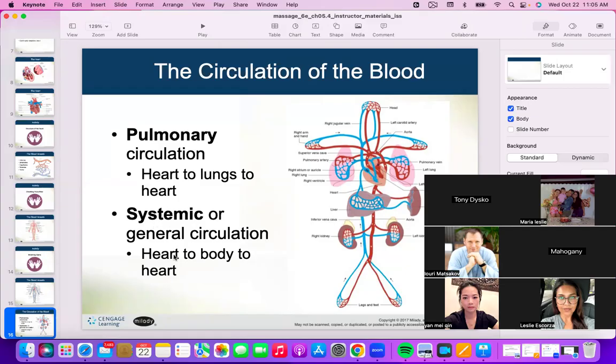Systemic or general, again, the blood is already oxygenated. It will run to the body, and it will come back through the venules and the veins, back to the heart. And from the heart, it's going to go to the lungs, and the lungs to the heart. Then back from the heart to the body, and back to the heart. So between the pulmonary and the systemic, pulmonary is where the dirty work happens, and the systemic is where the transportation happens.